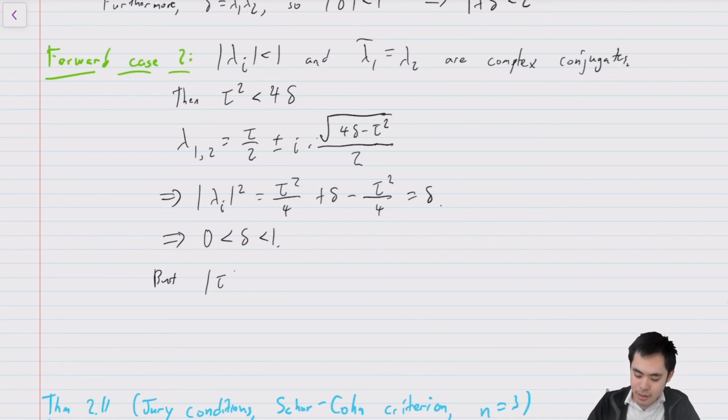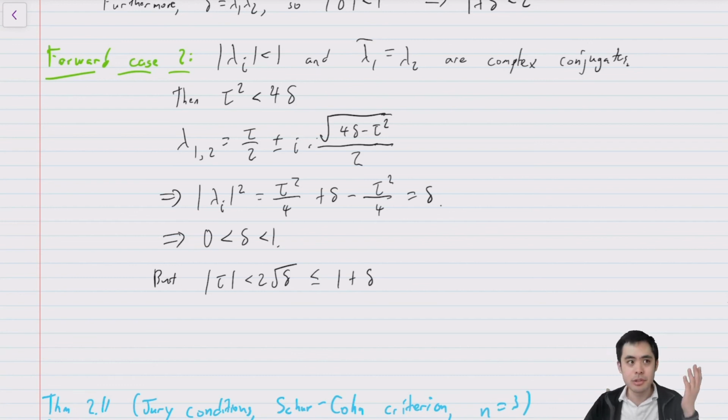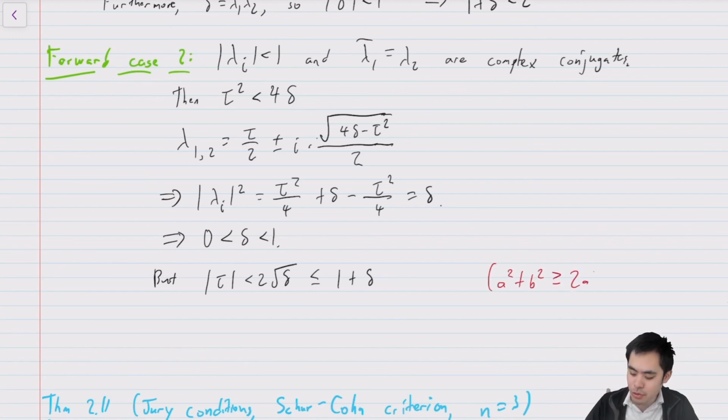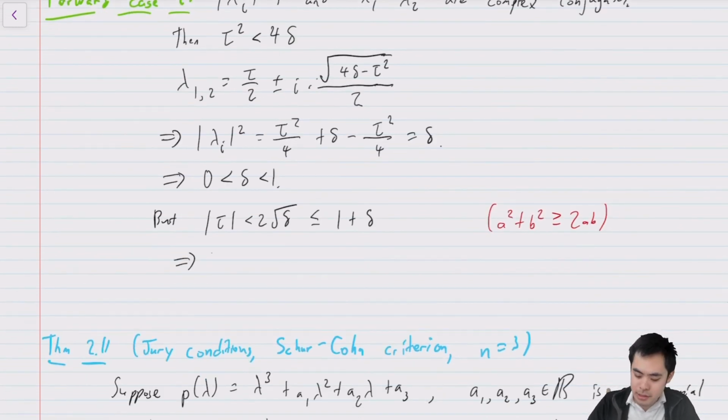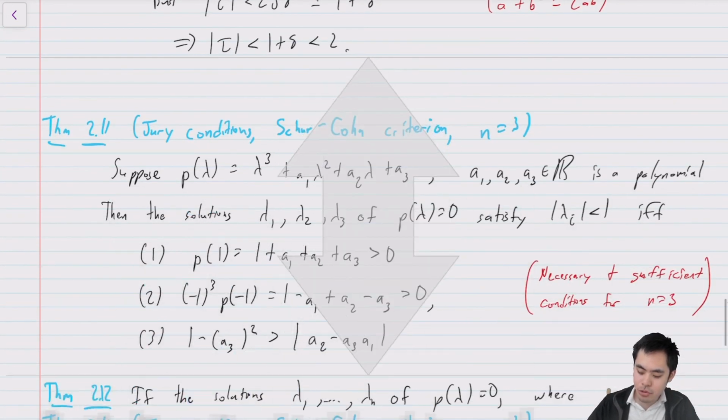But of course we know that |τ| is less than 2 times the square root of δ, by just taking the square root of this thing here. This is less than or equal to 1 + δ, because δ is between 0 and 1. This is actually a consequence of the inequality a² + b² is greater than or equal to 2ab, which is pretty easy to check. Together that implies that |τ| is less than 1 + δ is less than 2, which proves this forward case as well.